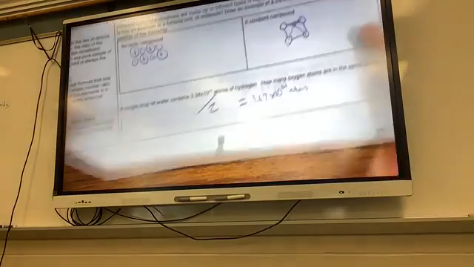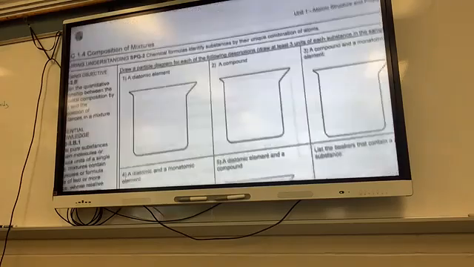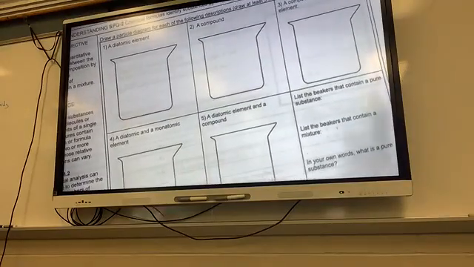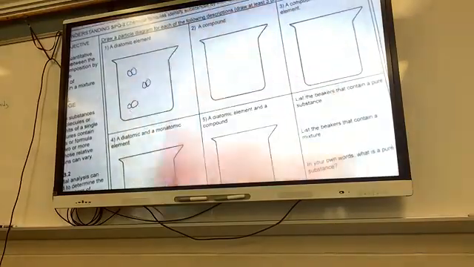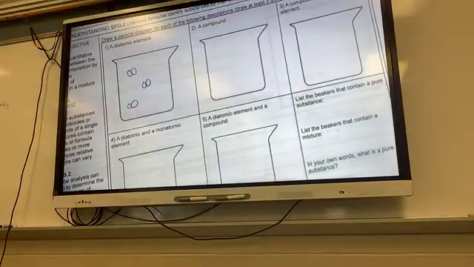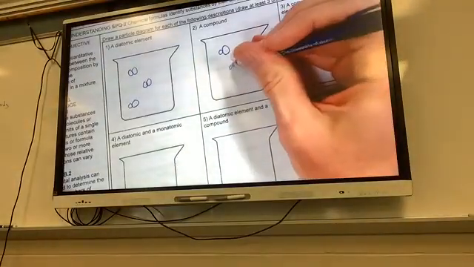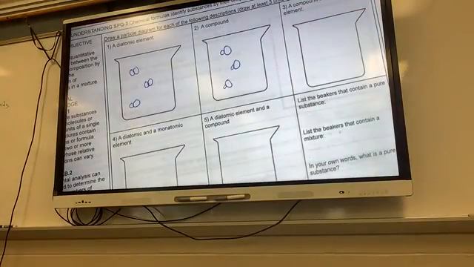Okay, next one. Draw a particle diagram for each of the following. Draw at least 3 units of each substance. Number 1 is a diatomic element. How's it going to look? Double, double, double. What about a compound? All the same unit. Little, big, or different colors if you wanted to get fancy.